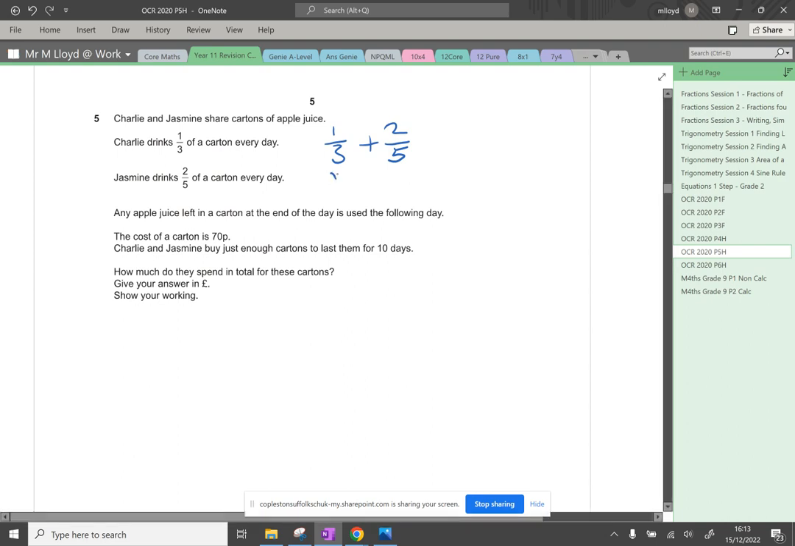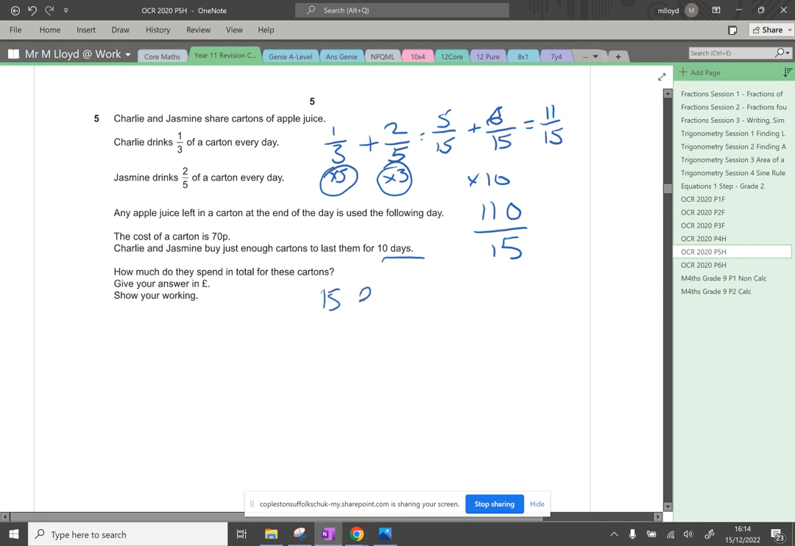So let's add these two together. First of all, this is going to be multiplied by 5, and this will be multiplied by 3 to get the denominators equal. And then we can add them together. Oops, 6/15. That gives me 11/15. Now, they're going to have them for 10 days, so that number needs multiplying by 10, which gives me 110/15. So let's work out how many cartons are actually used.